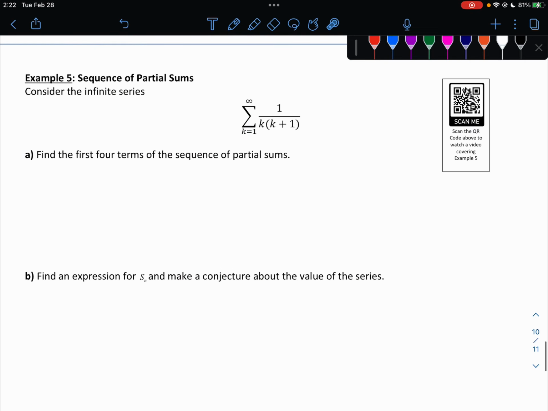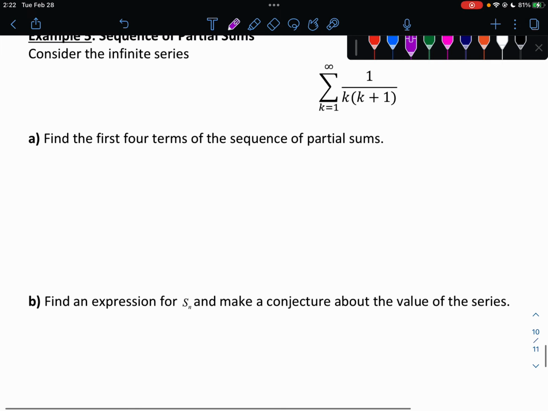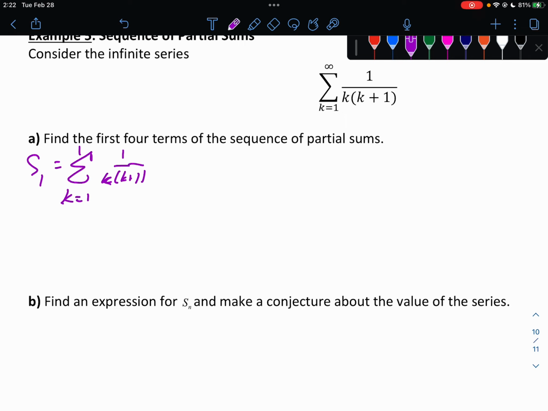All right, so let's talk here about this slide. Consider this infinite series. We know it's going to infinity. Find the first 4 terms of the partial sums. All right, so s sub 1 is going to be our sum from 1 to 1 of 1 over k times k plus 1. So we put 1 in, we get 1 over 1 times 2, which is 1/2.